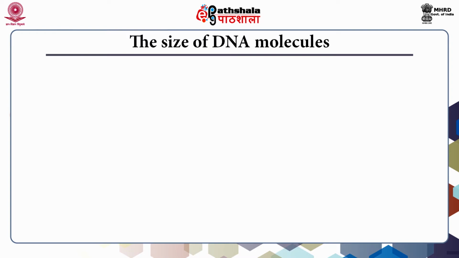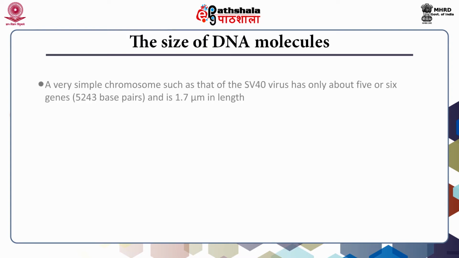The size of the DNA molecules. A very simple chromosome such as that of the SV40 virus has only about 5 to 6 genes, 5,243 base pairs, and is about 1.7 micrometers in length. More complex organisms require more DNA, and thus the genome of E. coli is more than 1 millimeter long and contains 4 into 10 to the power 6 base pairs.